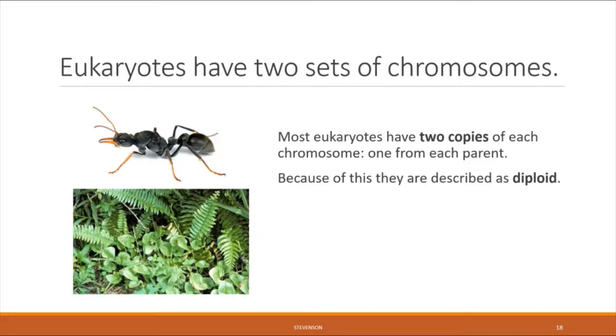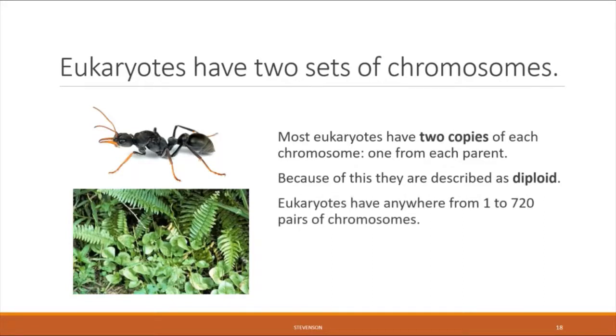The number of total chromosomes that they can have varies quite widely from organism to organism. For example, based upon what we know now about the world of eukaryotic organisms, there have been documented cases of eukaryotes that have only a single pair of chromosomes, meaning 1 chromosome from mom and 1 chromosome from dad. That would be this ant right here.